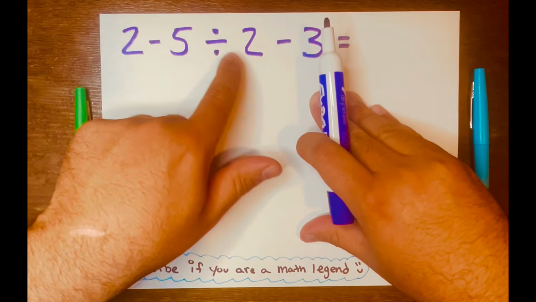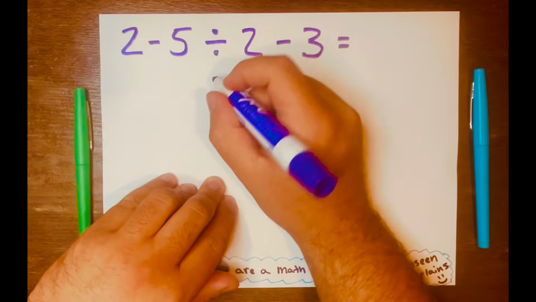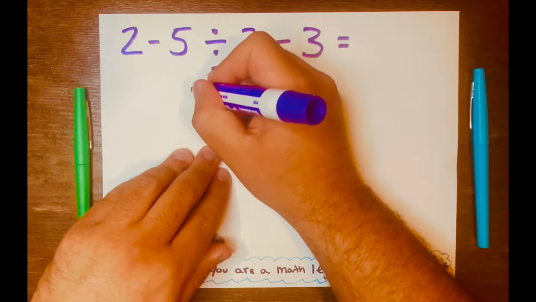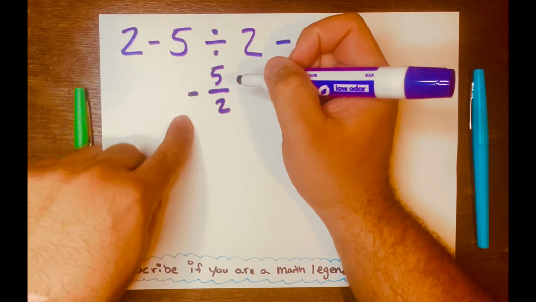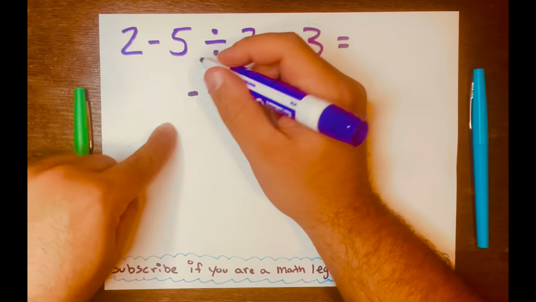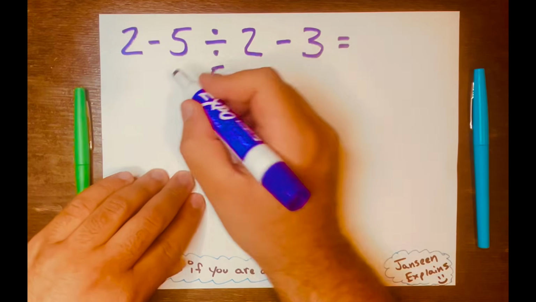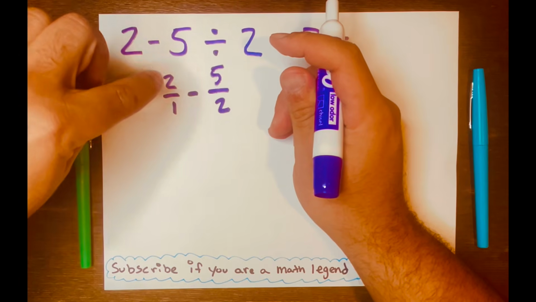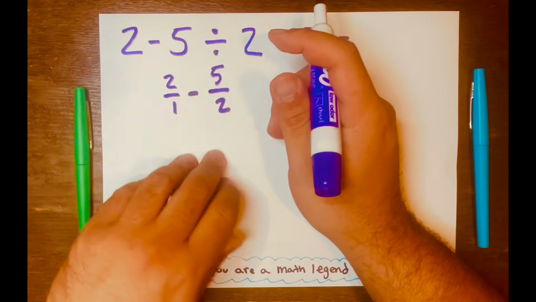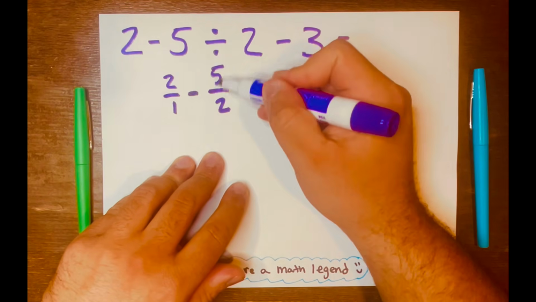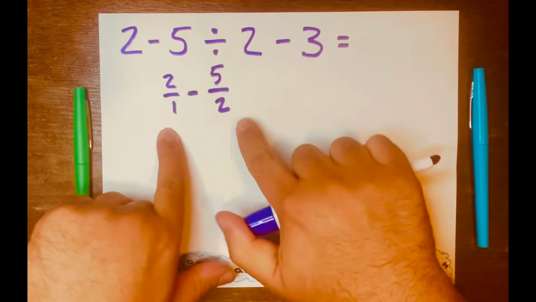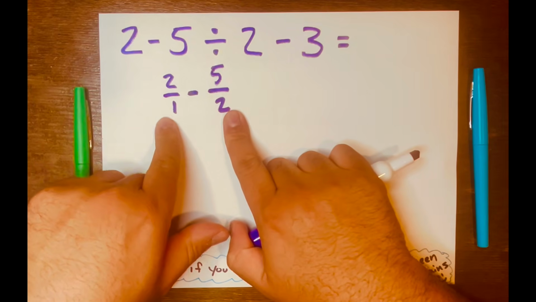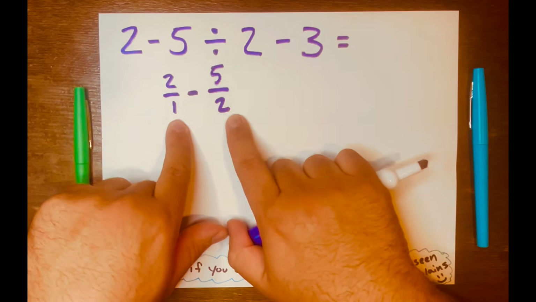So 5 divided by 2 will go first, and I want to write this in fraction form, so it's going to be 5 over 2, and then I'll bring down the minus symbol and then bring down the 2, but I want to turn the 2 into a fraction. So 2 over 1, and we know 2 divided by 1 equals 2. It does not change the 2. So now we have 2 over 1 minus 5 over 2. And notice that the denominators are different, so we cannot subtract these fractions because the denominators are different.